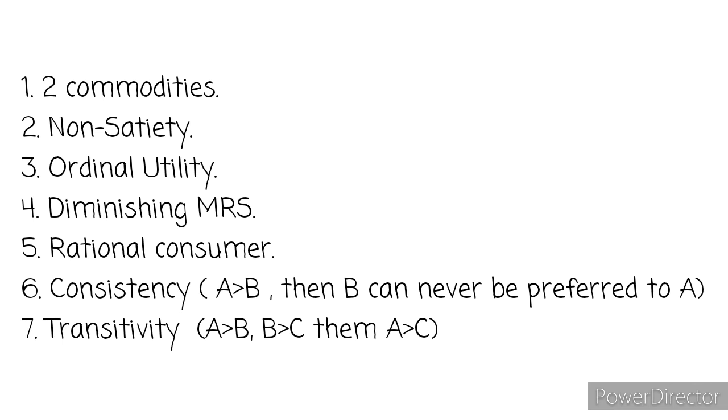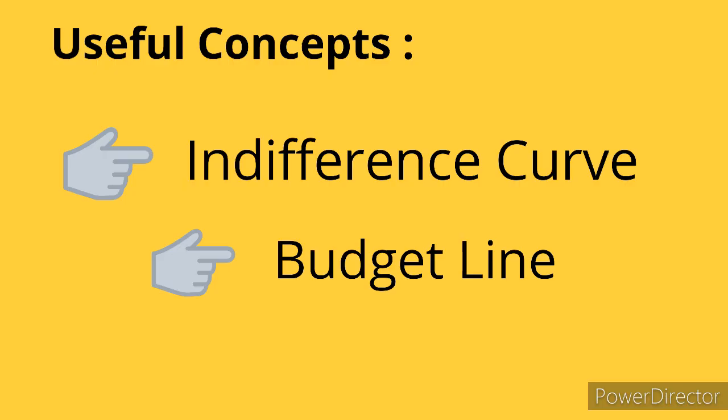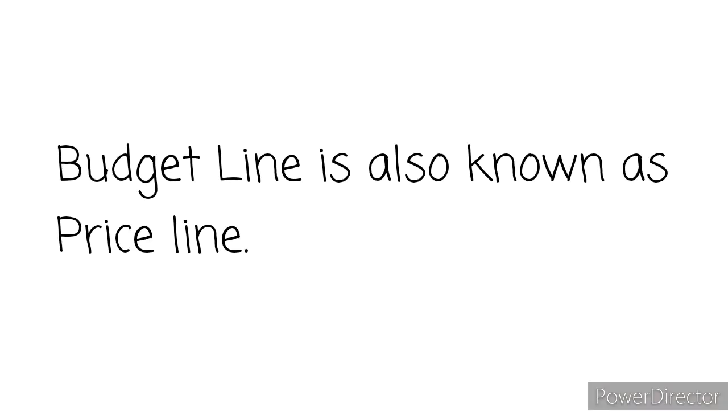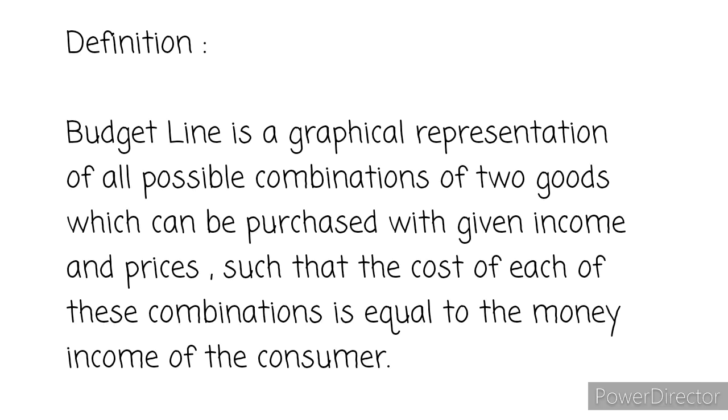Now we'll come to the second concept we need for discussing consumer equilibrium, that is the budget line. So let us discuss the budget line now. Budget line is also called price line. Let's see the definition. Budget line is a graphical representation of all possible combinations of two goods which can be purchased with given income and prices, such that the cost of each combination is equal to the money income of the consumer. So basically a budget line tells you the combinations of two goods which can be purchased with your income.